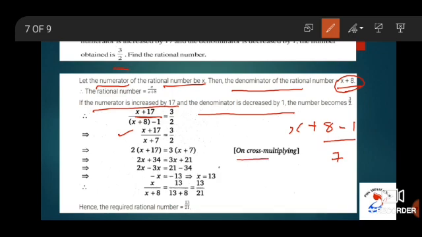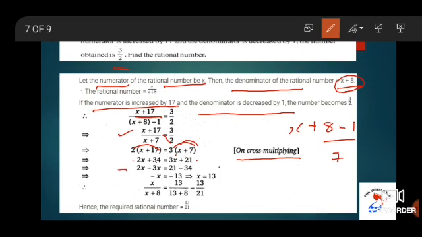Now again we are going to apply the method of cross multiplication. By applying cross multiplication, 2 multiplied by x plus 17 is equal to 3 multiplied by x plus 7. So 2 into x, that is 2x, 2 into 17, that is 34, and 3 into x, that is 3x, and 3 into 7, that is 21. Now the equation will be 2x plus 34 is equal to 3x plus 21.